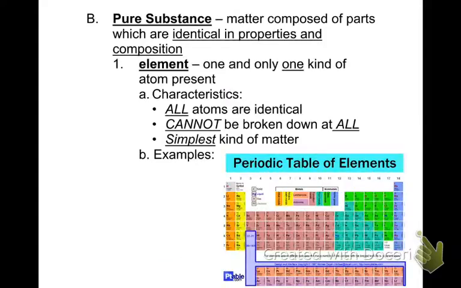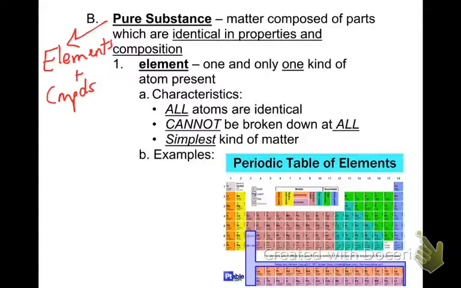So now that we've talked about mixtures and gotten them out of the way, let's talk a little bit about pure substances. What is a pure substance? Pure substances are matter that's composed of parts which are identical in properties and composition. In other words, we're talking about our elements and our compounds. I'm sure you've heard about both elements and compounds. By the way, my abbreviation for compounds is CMPD. I get pretty lazy, so just so you know. So we're talking about elements and compounds when we're talking about pure substances.